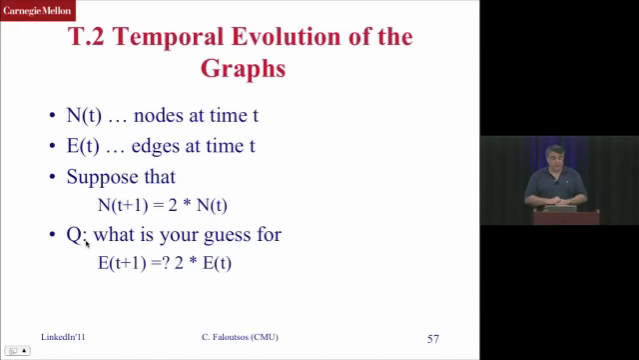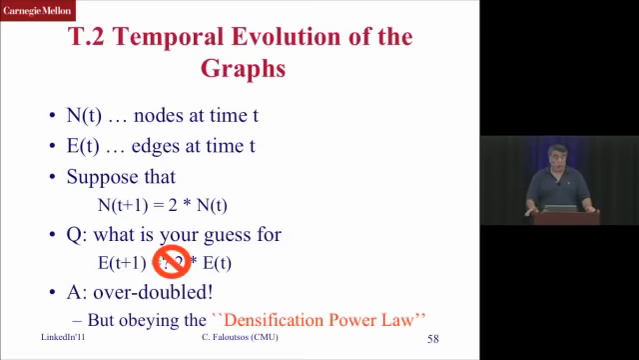The second pattern is what happens to the number of edges. Suppose that last year we had so many nodes in our network, so many customers of LinkedIn or our social network, and this year the number of users doubled. What can we say about the number of edges, number of friendships between them? Most people will say, well, it should double too, right? What else? It turns out that it over-doubles. And what is happening is it over-doubles in a very regular pattern.